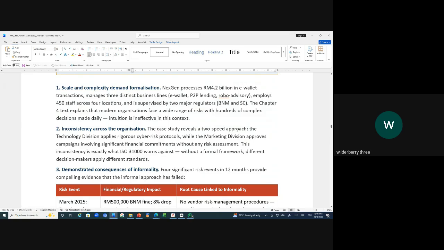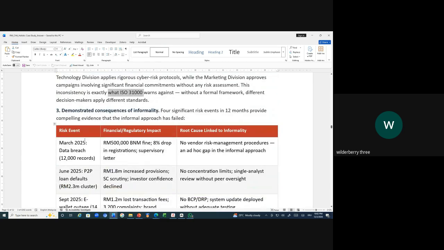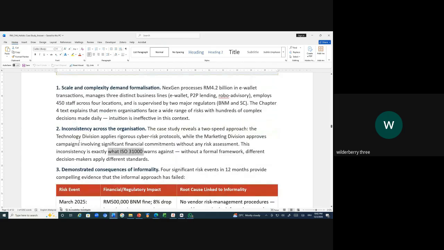They have a two-speed approach. The technical division is very, very advanced, but in the marketing division, they don't have that much. And this is inconsistent, let me say, with ISO 31000. And you can then refer it to the relevant risk and relate it, because you have to back up why you are of the opinion that there is an inconsistency.